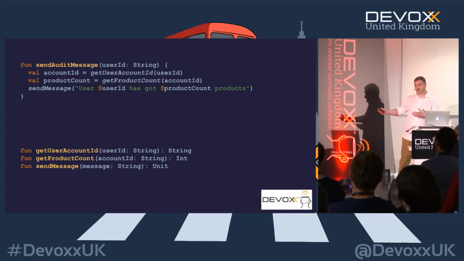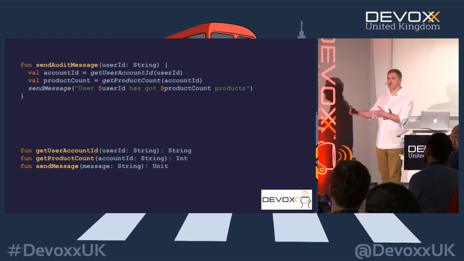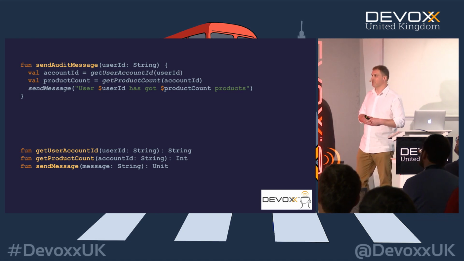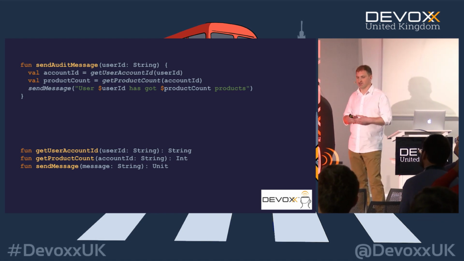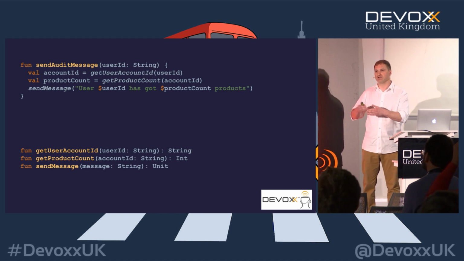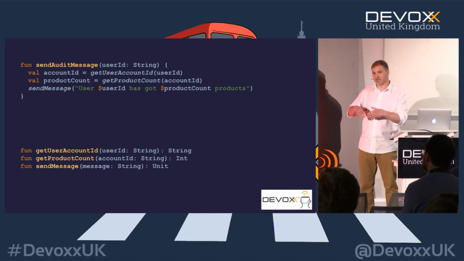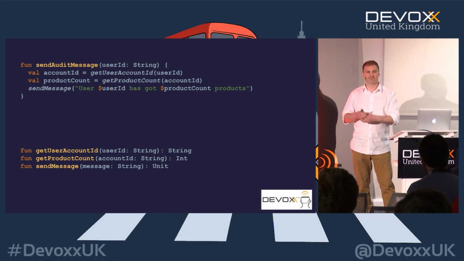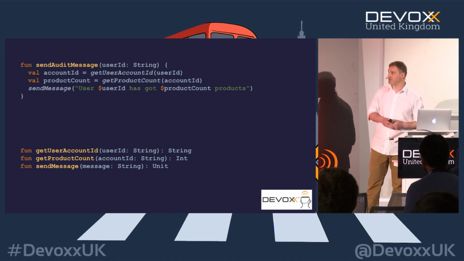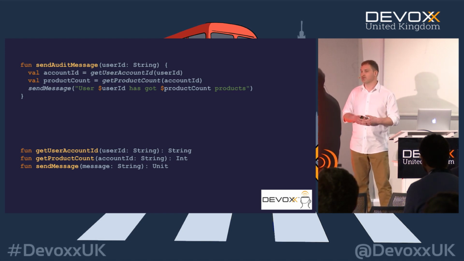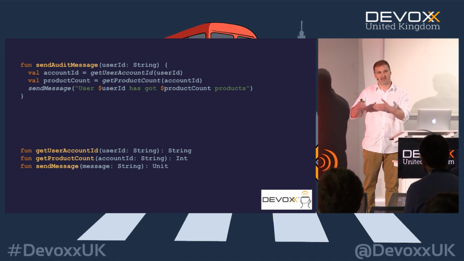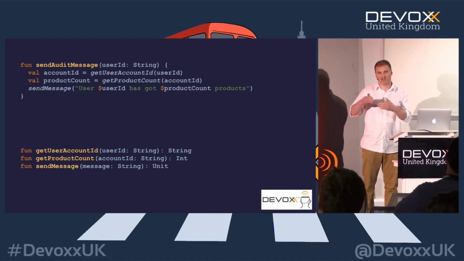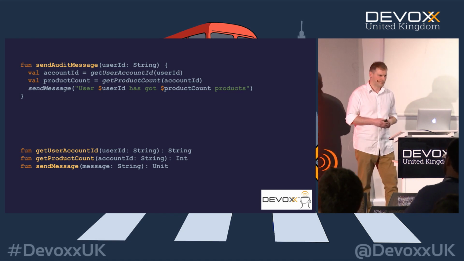So let's start with some code. Here you see a very simple piece of code. We have a function which tries to send an audit message. For a particular user, it does three things in sequence. First, it tries to get the account ID of that user by using the getUserAccountID method. Then it gets the product count assigned to this account. And then it sends this audit message to some external system.